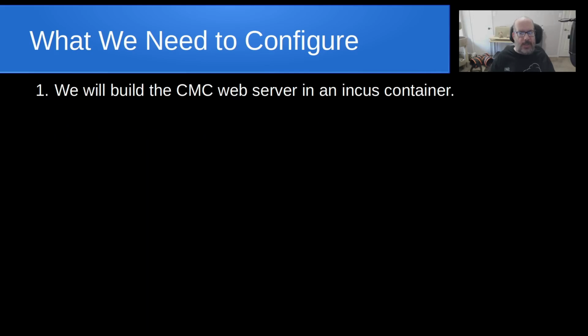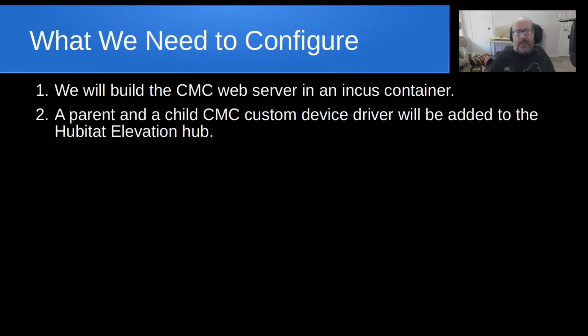So what we're going to configure in this video is, first of all, we're going to build the CMC web server in an Incus container. It could just as easily be built in a virtual machine or even on a bare metal machine like perhaps a Raspberry Pi. And then secondly, we're going to create a parent and child CMC custom device driver, and we're going to add that to the Hubitat Elevation hub.